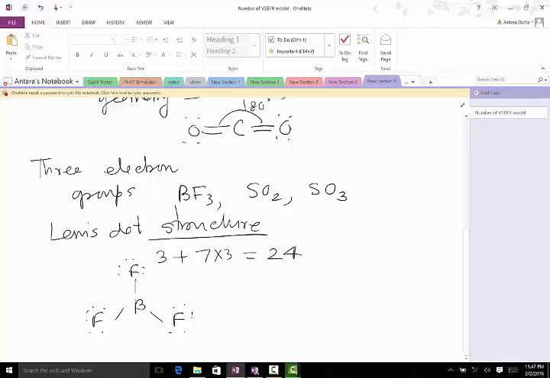But you need to know the exceptions to the octet rule that states that boron doesn't require 8 electrons. So that means this is the valid Lewis dot structure. So my electron groups in this molecule should be 1, 2 and 3. So that means 3 electron groups will give me trigonal planar structure.